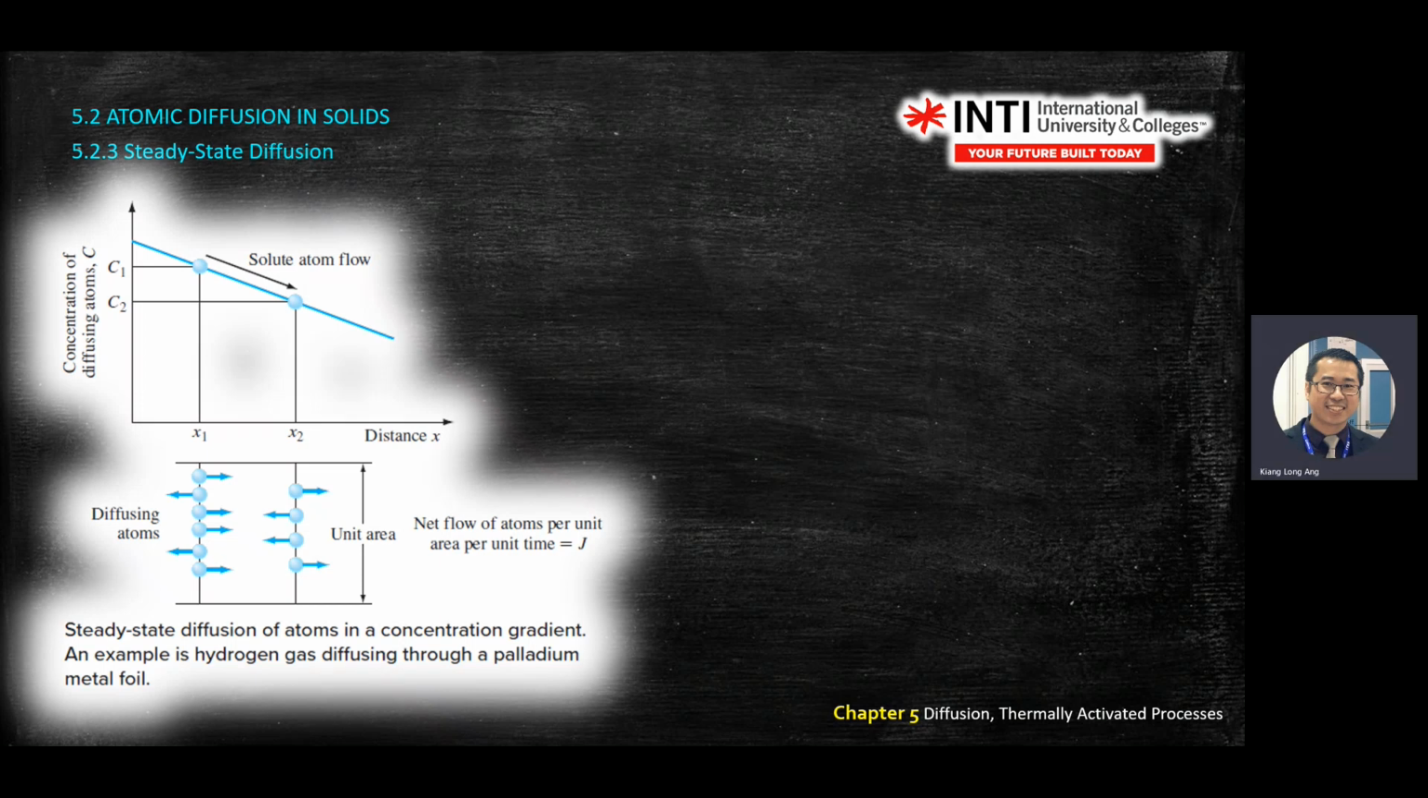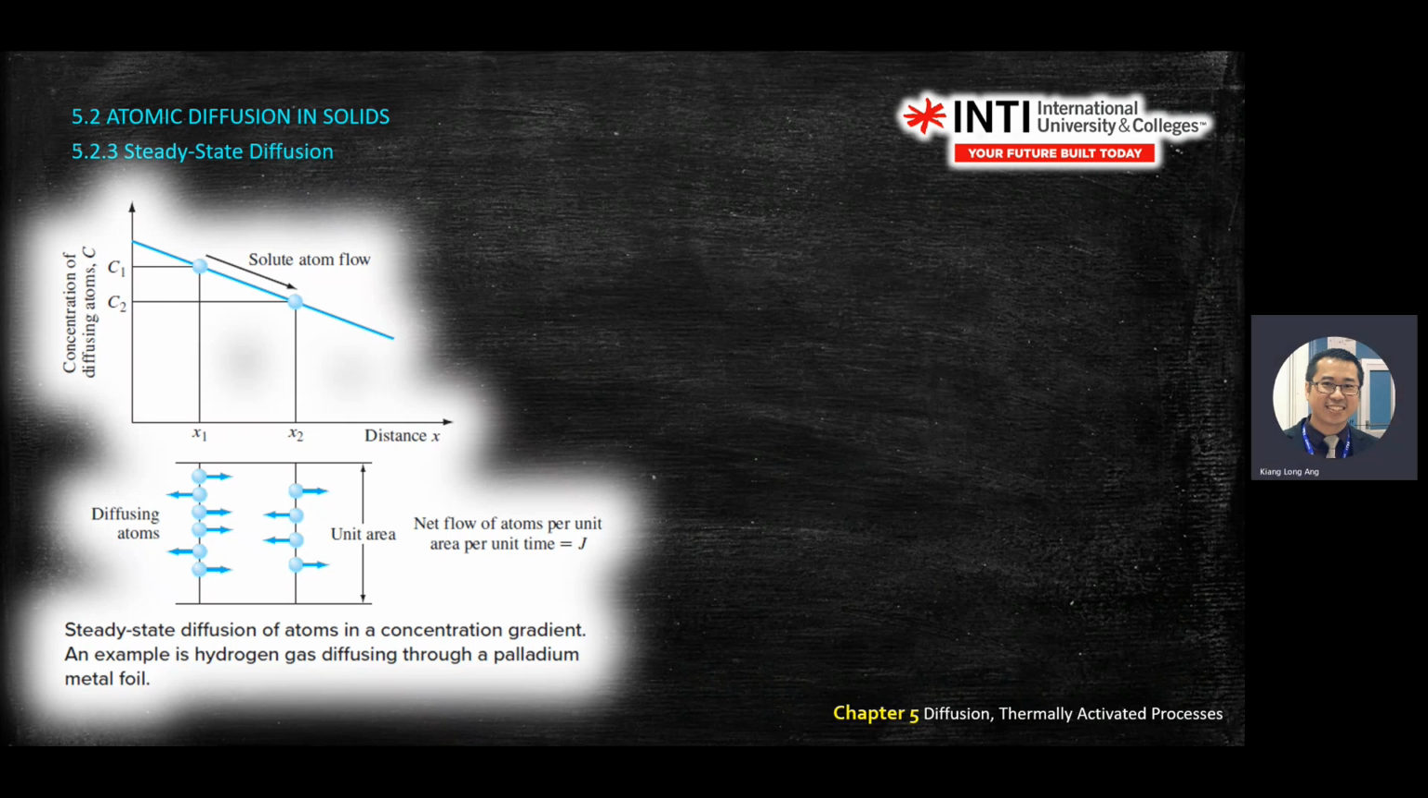diffusion. So if you look at the graph on the top, you have concentration C versus distance. At x1, position 1, you have concentration 1, and at x2, position 2, at distance x, the concentration drops to a second concentration. Just now, in the beginning, we talked about diffusion between copper and nickel, Cu and Ni. You see the graph drop, right?